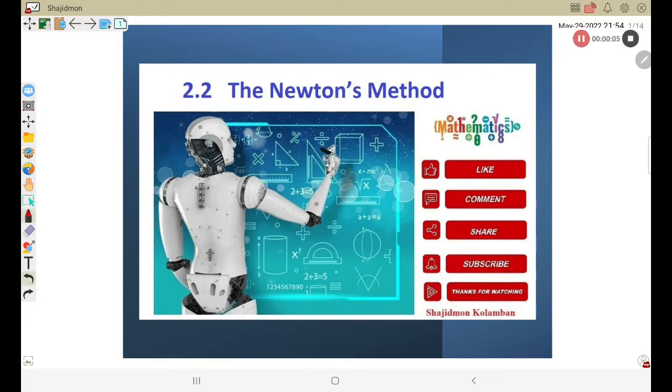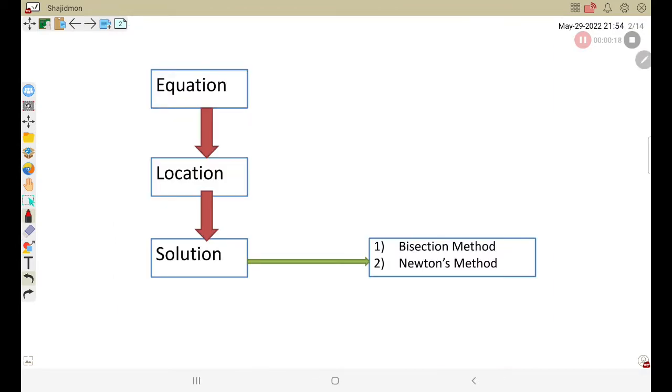So today we are discussing the topic Newton's method for finding solutions of an equation. This is a topic from the course Mathematics for IT. So directly we are going to the topic.